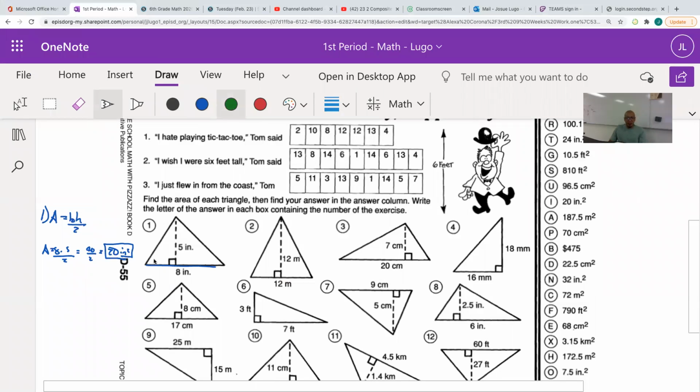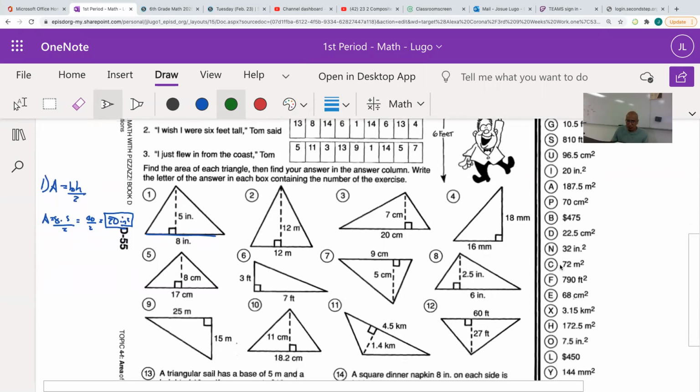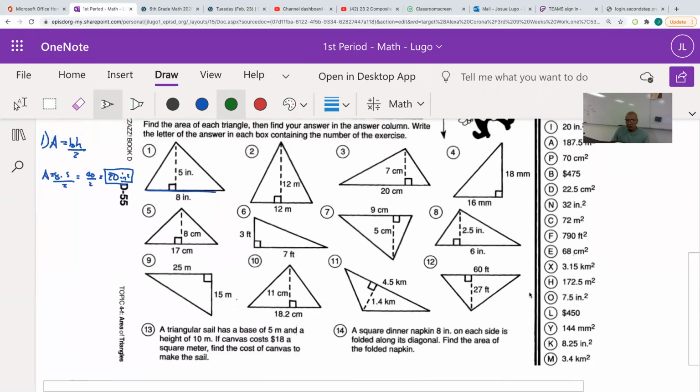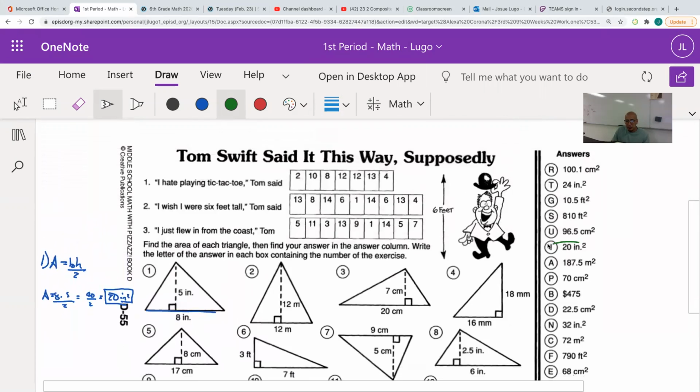So now that I have an answer, what's cool about this worksheet is that it's easy to tell whether or not you got it right. Really, all the right answers are over here. And so if you don't find your answer over here, you did something wrong. So for number 1, I got 20. And so I'm looking, and here it is. So number 1 is going to be I. And wherever I say number 1, I'm going to put the letter I. There we go. And then I'm going to circle it or cross it out.